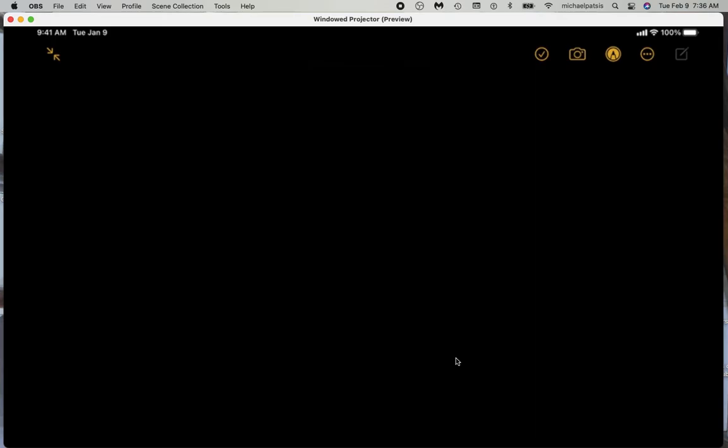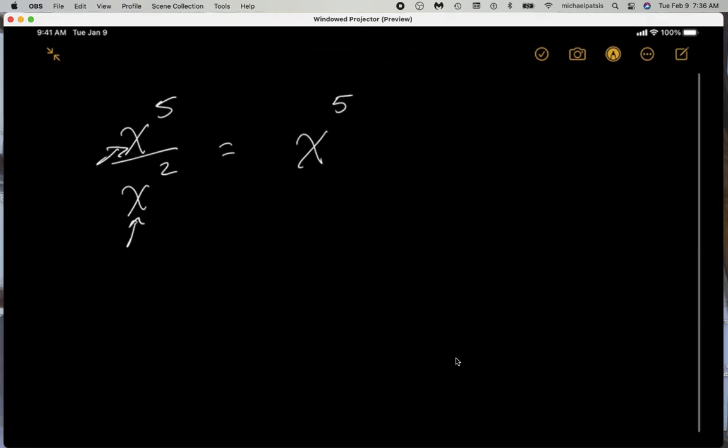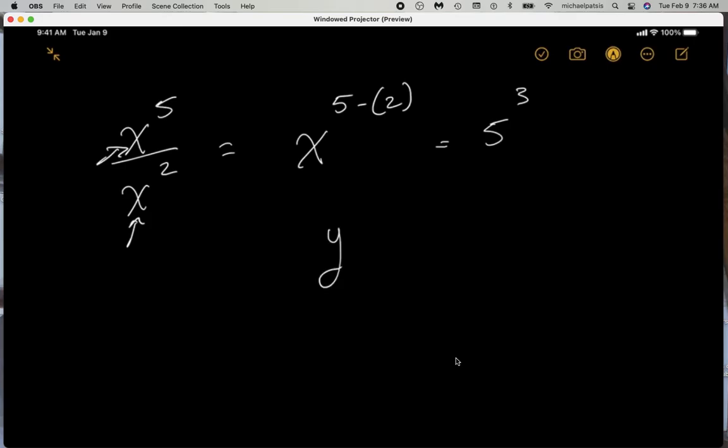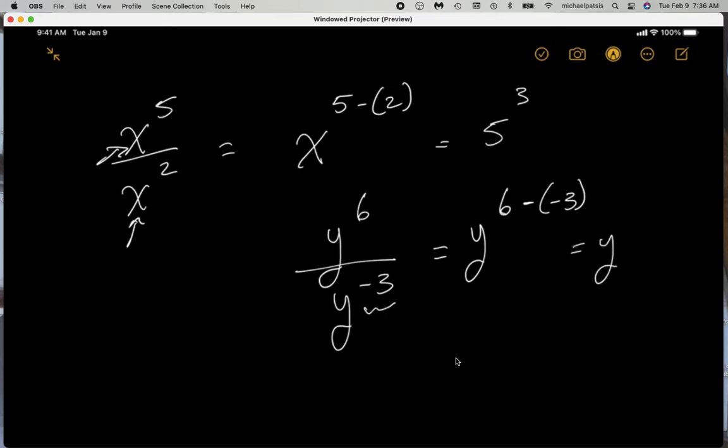Okay, let's talk about the quotient rule. There's 2 ways to handle this. When you have the same base in a division situation or a fraction situation, you keep the base the same and you subtract the exponent. If you have common bases in a division situation, you keep the base the same and you subtract the exponents. So be very careful with your negatives. So this becomes y to the 9th.